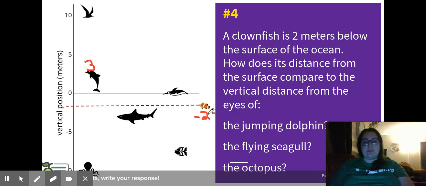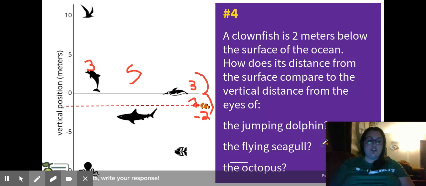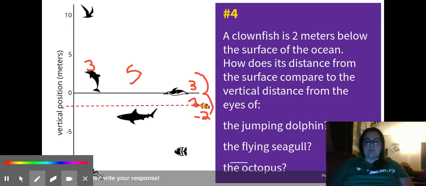And so the distance between them, it would be 2 to get to 0, and then 3 to get up to the dolphin. So you have 2 plus the 3. That means the distance between them is 5. And so you would write in jumping dolphin, 5. You're going to do the same idea with the seagull. And you're going to do the same idea with the octopus.